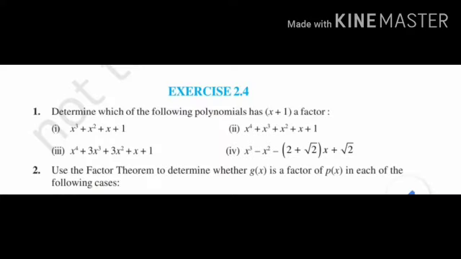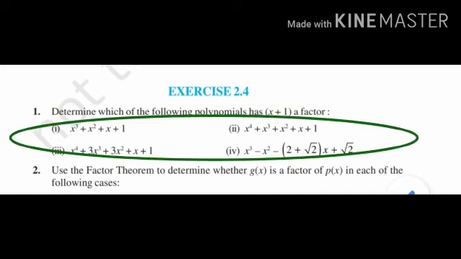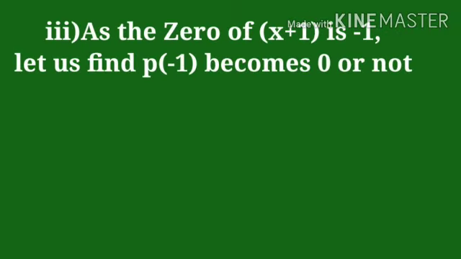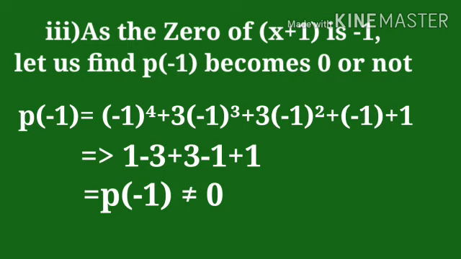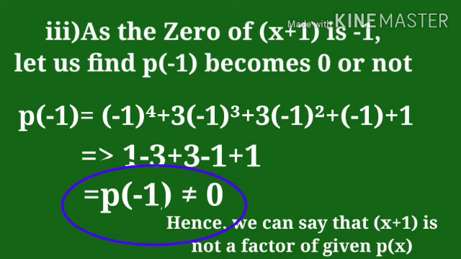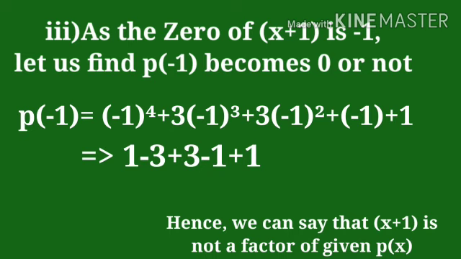Now we can face the questions bravely of exercise 2.4 of your NCERT book. Let us take the first question, that is, determine which of the following polynomials has x plus 1 as a factor. As the zero of x plus 1 is minus 1, let us find whether the value of the polynomial at minus 1 becomes 0 or not. And when we put minus 1 in place of x in the given polynomial, we can see that the value of the polynomial at minus 1 is not 0. So we can say that x plus 1 is not a factor of the given polynomial.